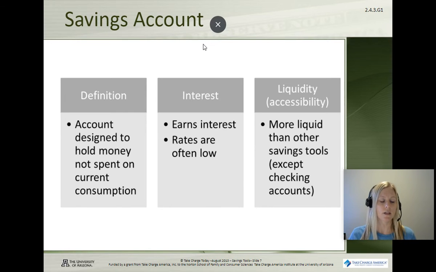Savings accounts are accounts designed to hold the money that you're not spending on your current consumption. Consumption meaning consuming. So, what you're using regularly, that's what belongs in your checking account. And then other money that you want to set aside and not spend belongs in your savings account.